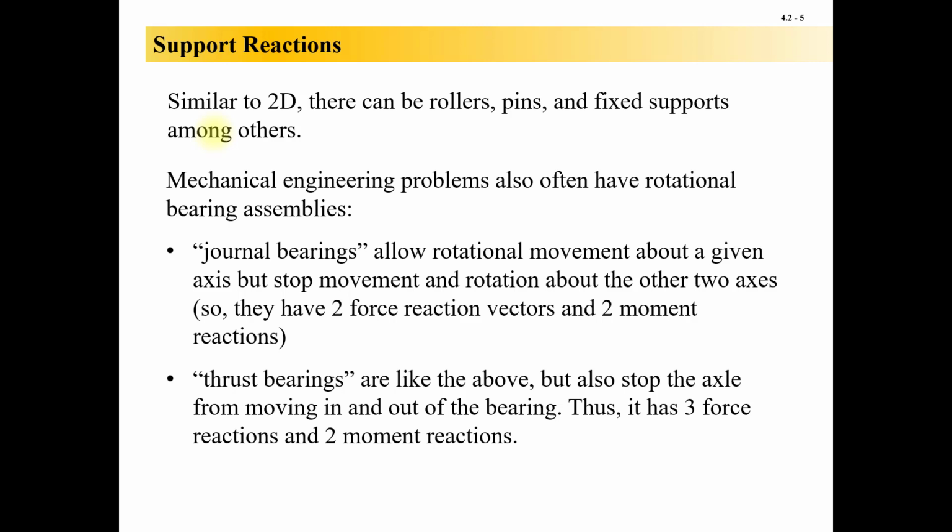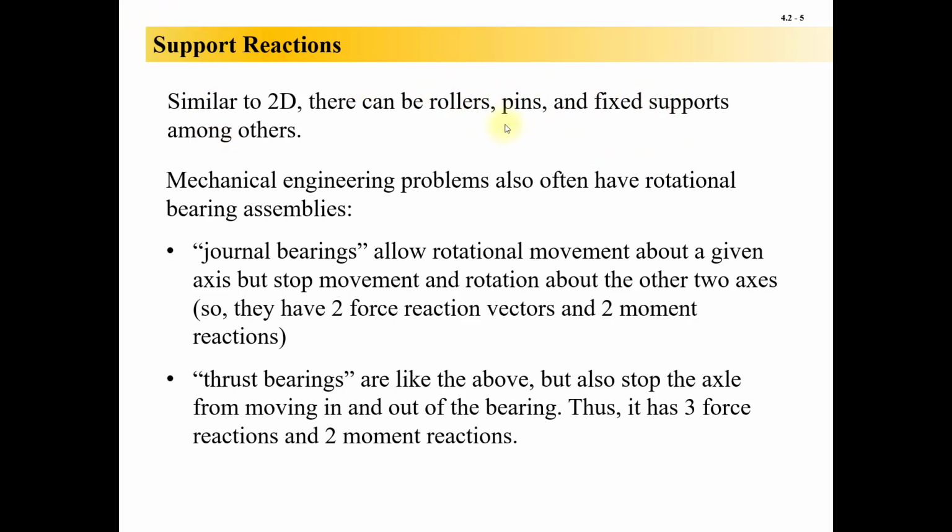And then thrust bearings are kind of like the journal bearing above, except that they don't allow the axle to move in and out of the bearing. So they actually have 3 force reactions, X, Y, and Z. They still just have the same two moment reactions, and they still allow that axle to spin about its long axis. So those are kind of special cases of the items above.